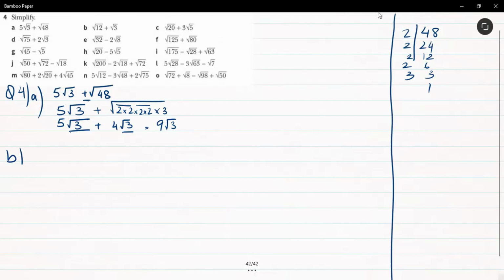For part B, we have under root 12 plus under root 3. So I know for a fact that under root 12 equals 2 multiplied by 2 multiplied by 3. And again, this is going to be added to under root 3. We are going to get a pair of 2 and then again a 3. So that would mean 2 under root 3 plus under root 3. And that would essentially go on to make 3 under root 3. And that's it. This is it for part B.